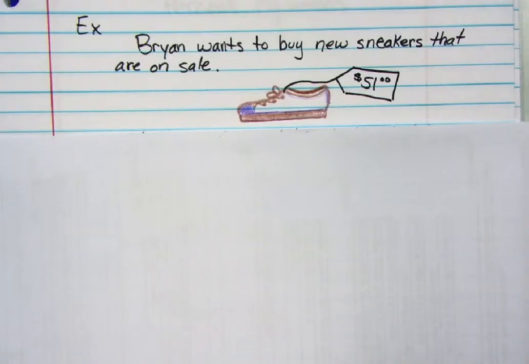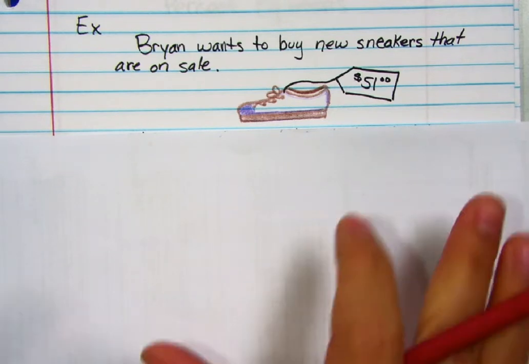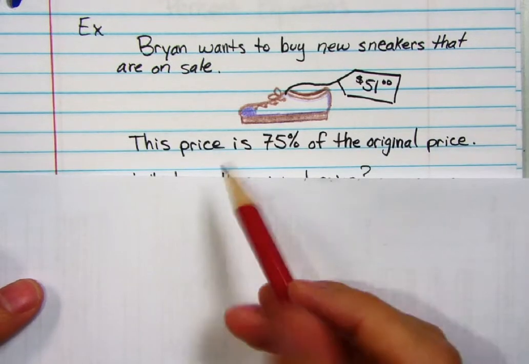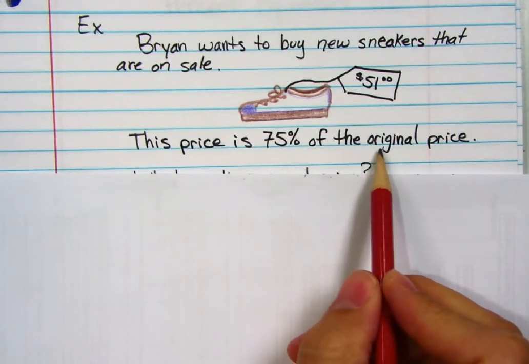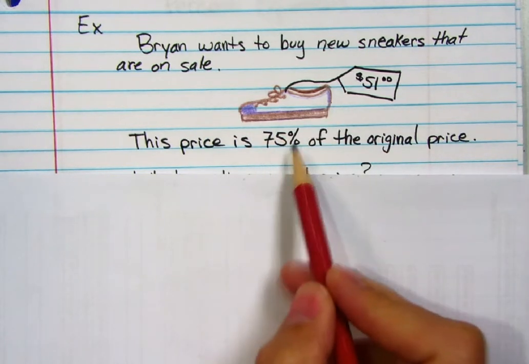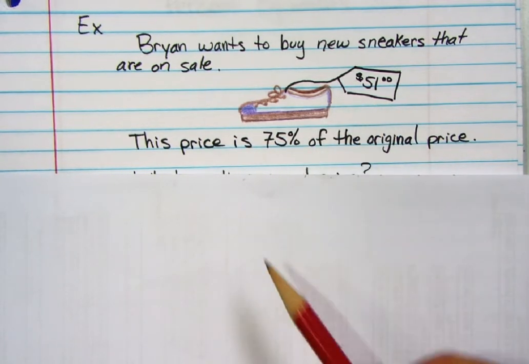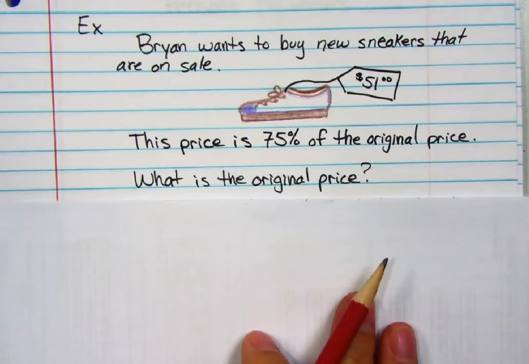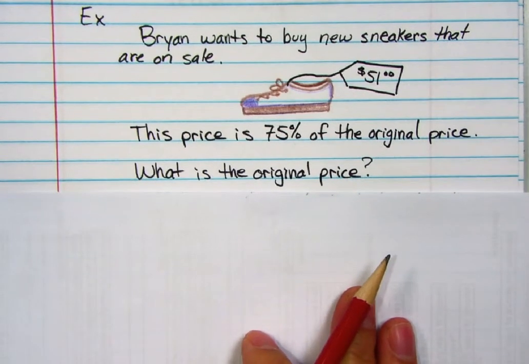We'll finish our notes here with a real-life example. So Brian wants to buy some new sneakers that are on sale. The ticket price is $51. Okay, that's on sale. This price is 75% of the original price. So they took 25% off. So this price represents 75%. I want to know what's the original price. How much were they to begin with?